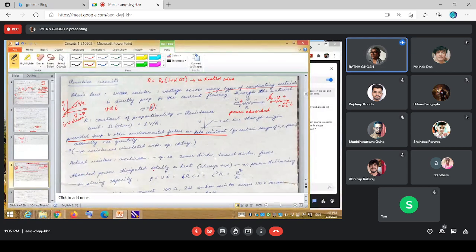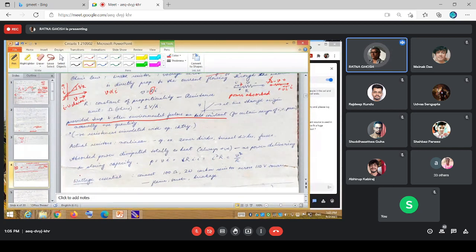Absorbed power is dissipated as heat, and which is always positive. No power delivering capacity or storing capacity, and the power is typically V into I. And since the relation is V is equal to Ri, you can just substitute that here, and so you have this is equal to I square R, or otherwise V square by R. You're aware of this.